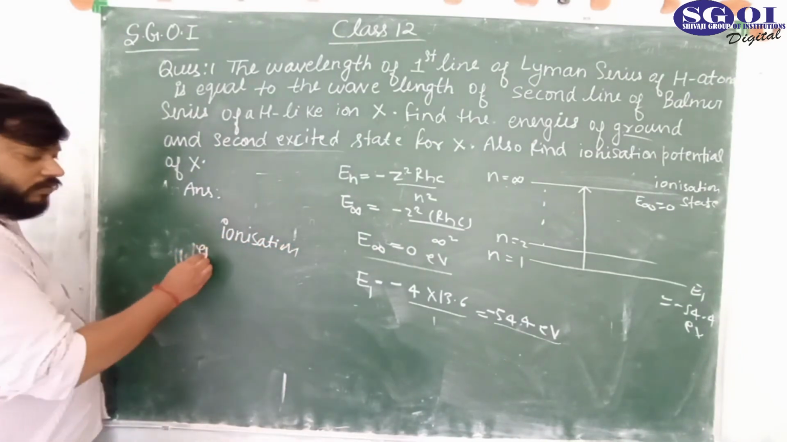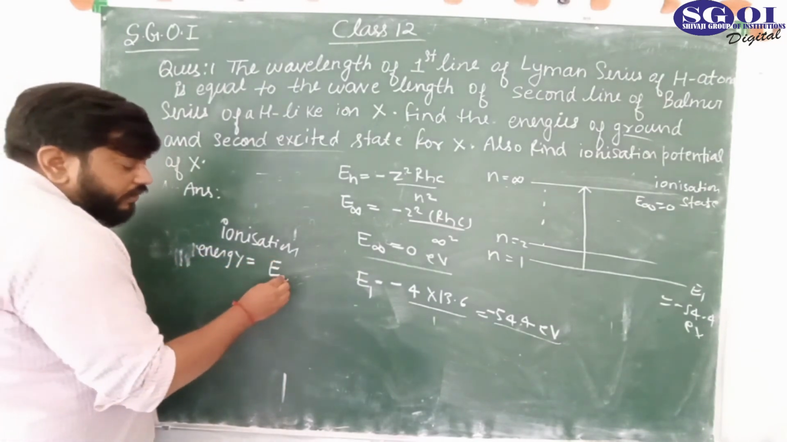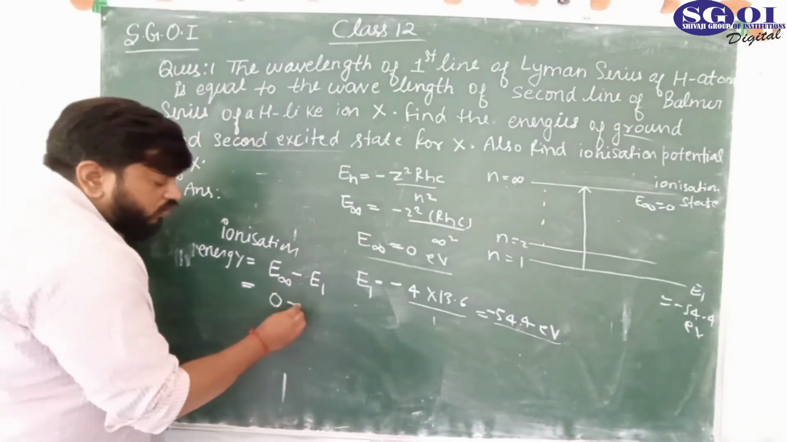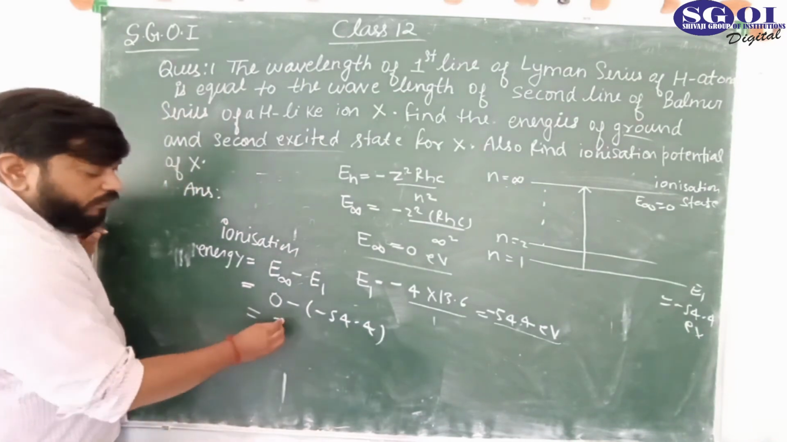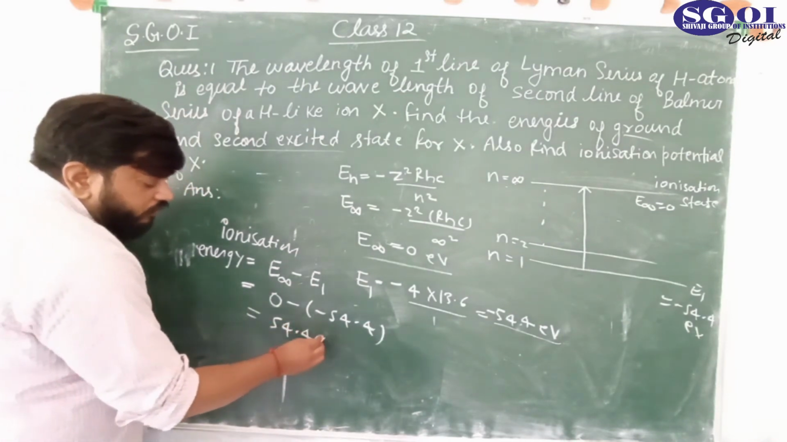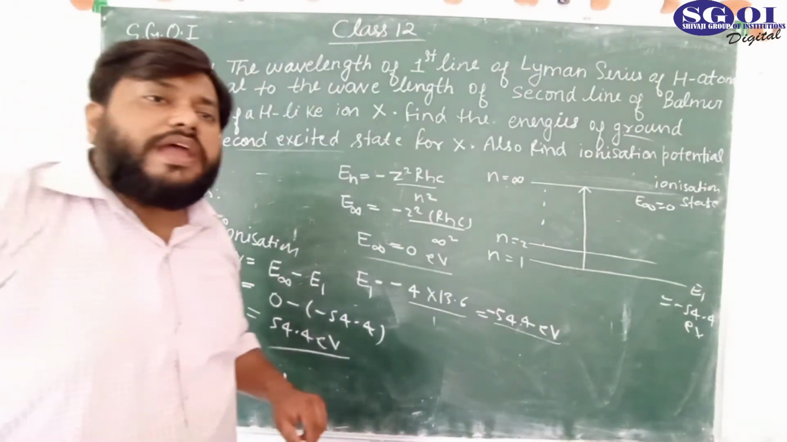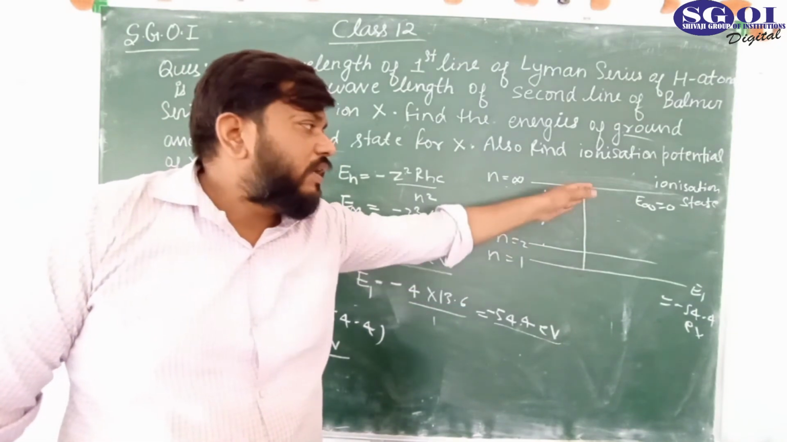So the ionization energy equals E infinite minus E1. So E infinite is 0 minus E1, which is minus 54.4, so it would be 54.4 electron volt. It means this is the ionization energy which we have to give to the atom of helium so that it may make the transition from 1 to the infinite state.